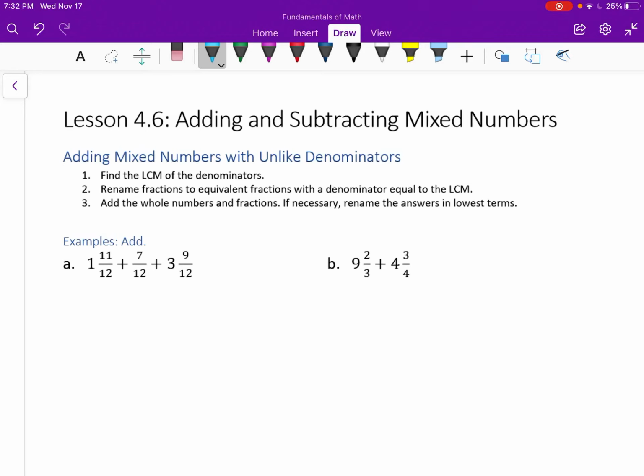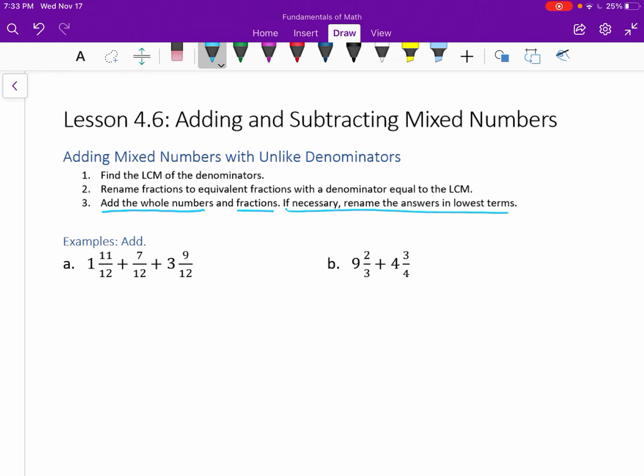As you can see, lesson 4.6 will teach us how to add and subtract with mixed numbers. So to add and subtract with mixed numbers, we're going to find the least common multiple of the denominators, and we're going to add the fraction part, and then we're going to add the whole number. So we'll add the whole number part and we'll add the fraction part.